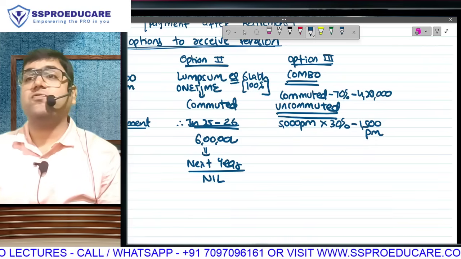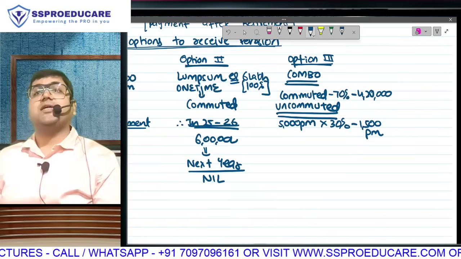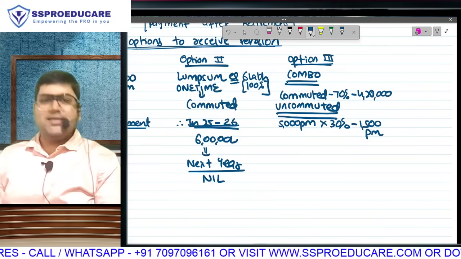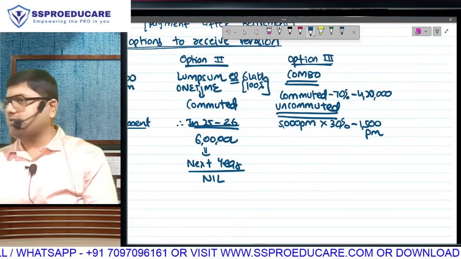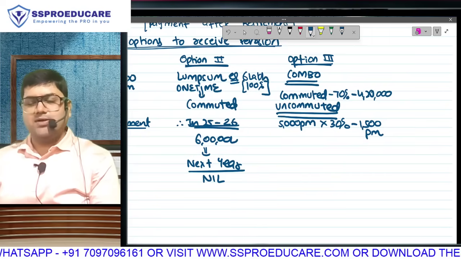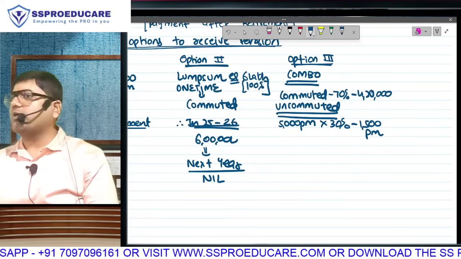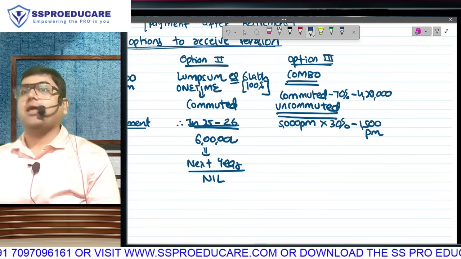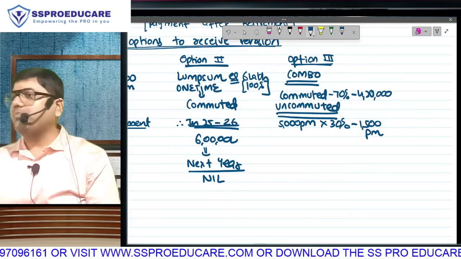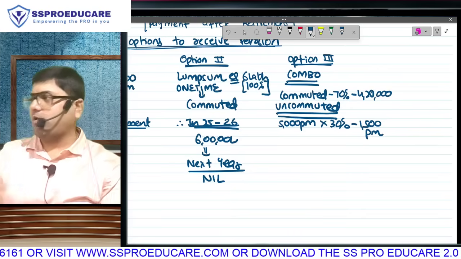Listen to this very, very carefully. What proportion or percentage of your pension to commute is strictly a call of the employee. Employer will give you 3 options. You choose that option. So have you understood what is uncommuted, periodic pension, monthly amount forever? Commuted, that is lump sum pension one time. And then a combo will be one portion from commuted, other from uncommuted.